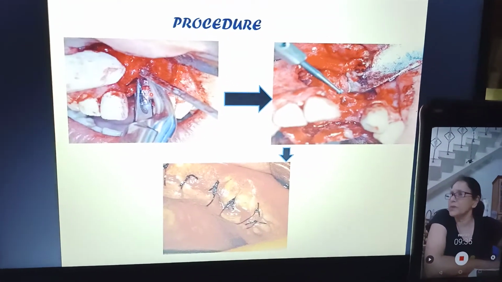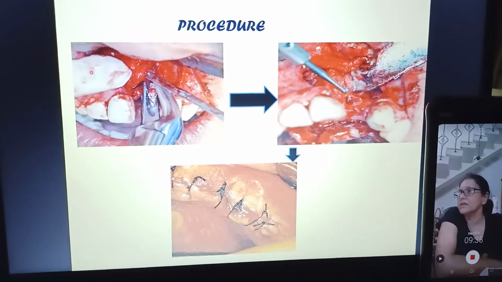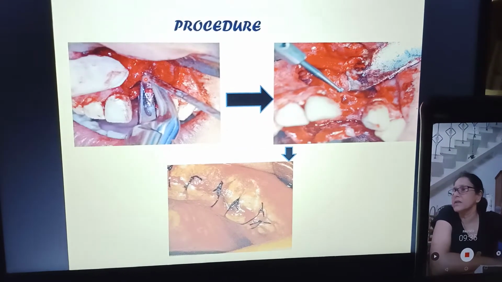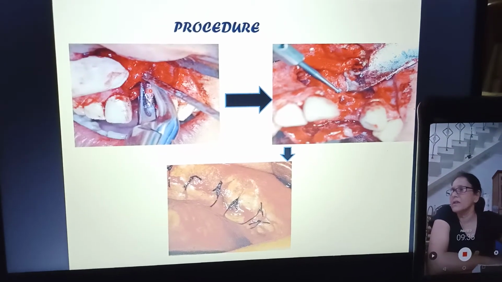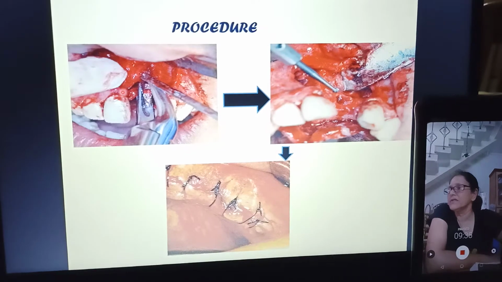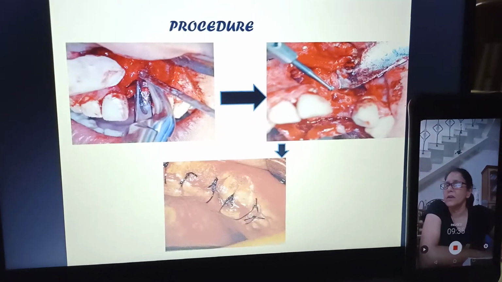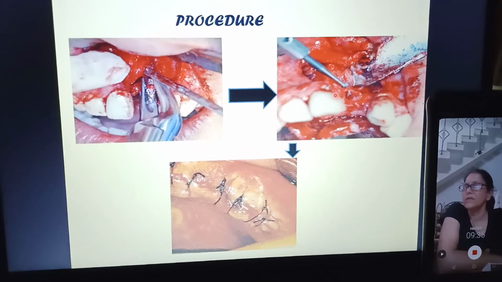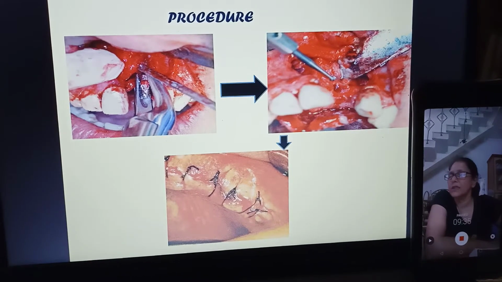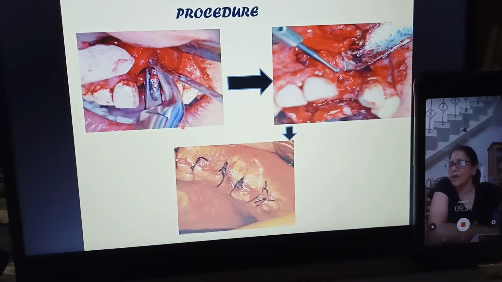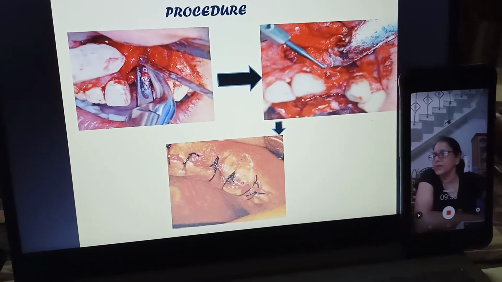So now coming to the procedure, how is it performed? First thing is extraction of the tooth. After the extraction of the tooth, you can see that the marginal gingiva is reflected a little bit, following which the bone is smoothened with a round burr. It should be totally smooth so that there are no sharp edges, and then primary closure with interrupted suturing is completed.